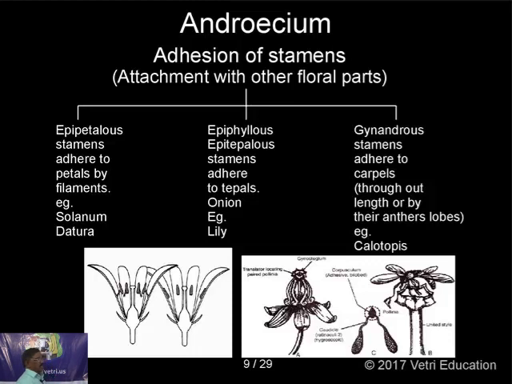The third one, gynandrous condition, where you can have stamens adherent at the tip of this. Stamens adhere to the carpels throughout the length by their anther lobes. If you happen to see the Calotropis, you can find the stigma is like this. Here the stamens are attached. This is called gynostegium. But here the name given is gynandrous, that is androecium attached with the gynoecium. That is called gynandrous condition.